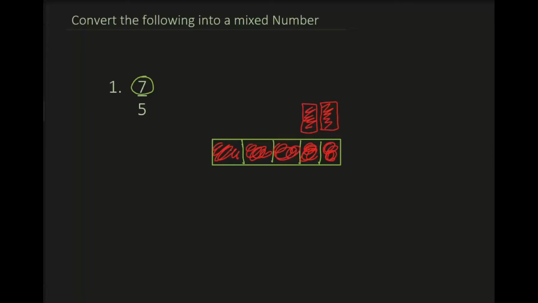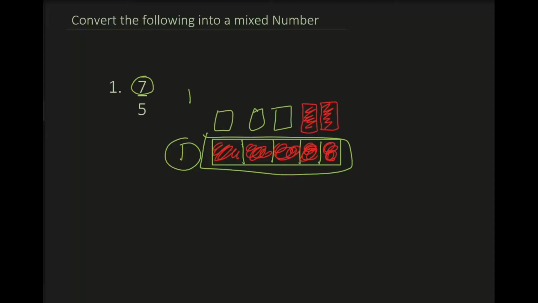So how do you find out an answer to a problem like this? Well, it's easy. So we got one whole right here. So one whole. So we write 1 over here. And then normally we would have 1, 2, 3, 4, and 5. We would have 5 sections in this array. But we only shaded 2. So what does that do for us?